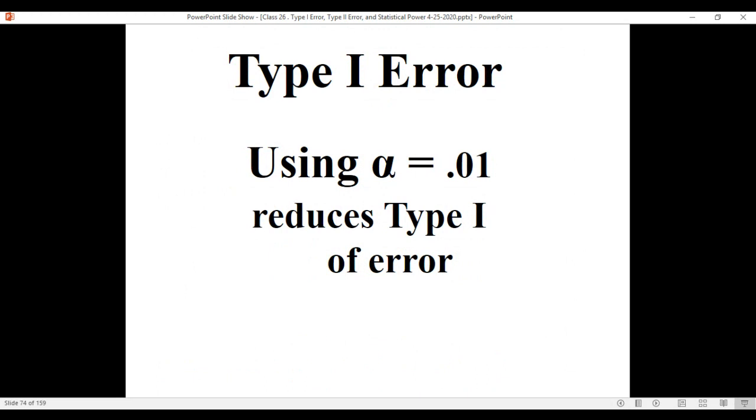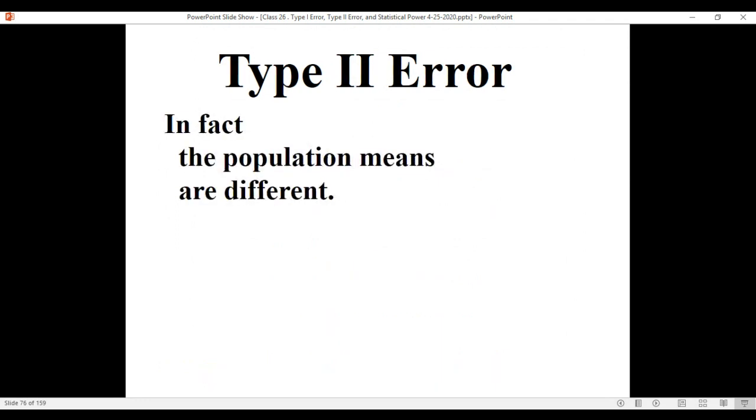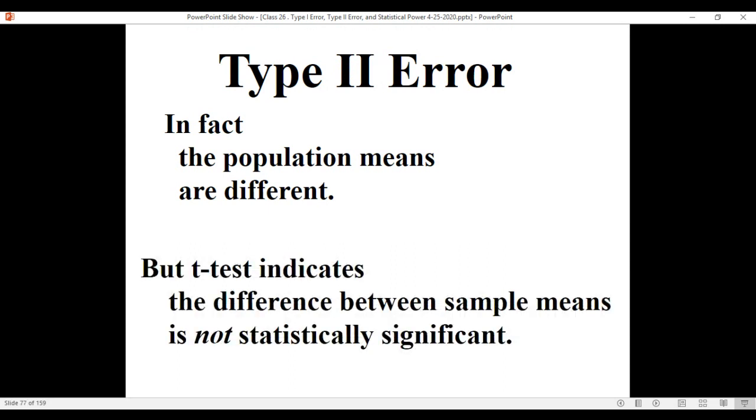So that's the good part of setting alpha equal to 0.01. It reduces type 1 error. There's a bad part though. It increases another kind of error, and that is type 2 error. Type 2 error occurs when in fact the population means are different, but the t-test indicates that the difference between the sample means is not statistically significant.